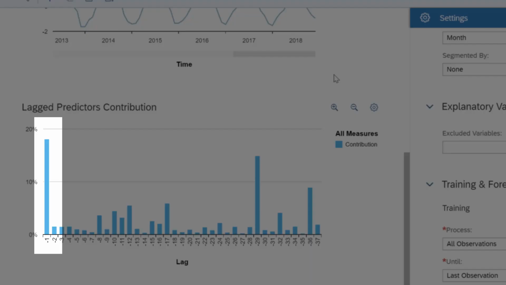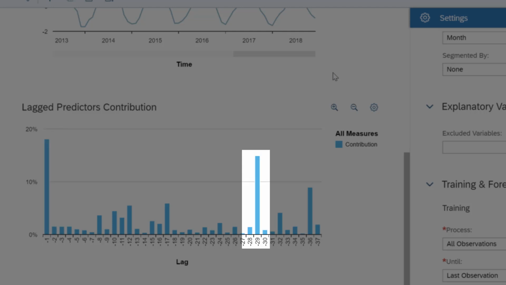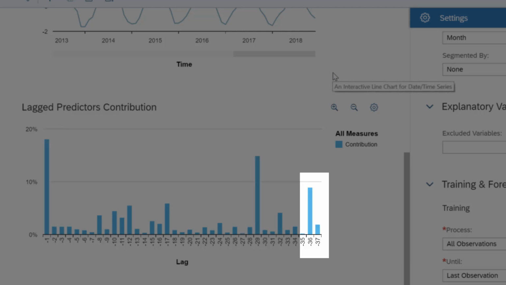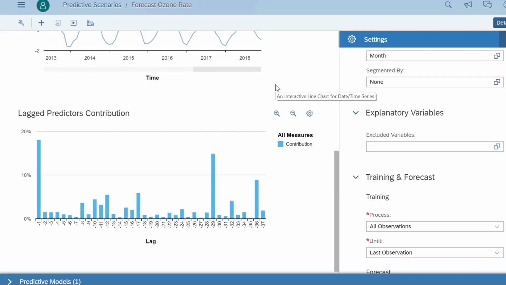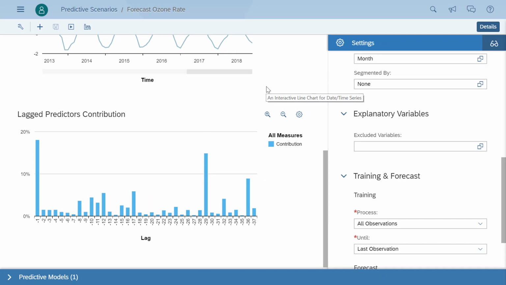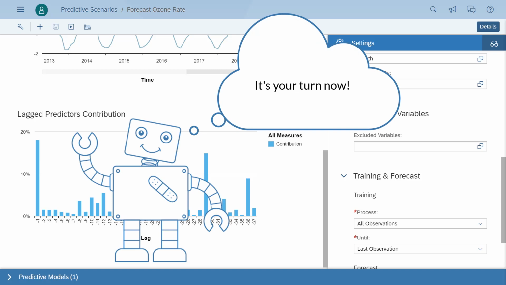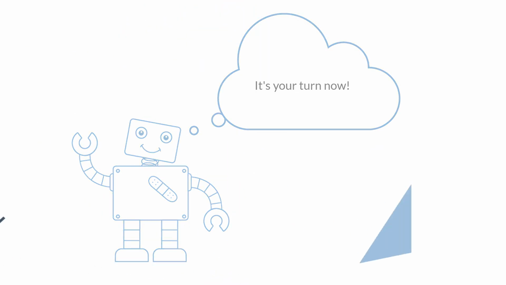Here you see that the lags -1, -29, and -36 are very influential. Using this information, you can understand the historical data of the ozone rates, and you can now forecast the ozone peaks for the next 12 months.